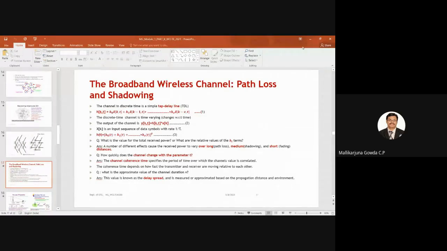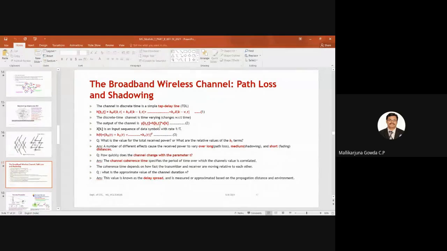I hope you can visualize a box which is a channel. I can consider that as a system. The input is the data, the output is y of t. Here I have written that impulse response: h0 delta of k comma t plus h1 delta of k minus 1 comma t and so on. Since this discrete time channel is time varying, it varies with respect to time. What will be the output of the channel?